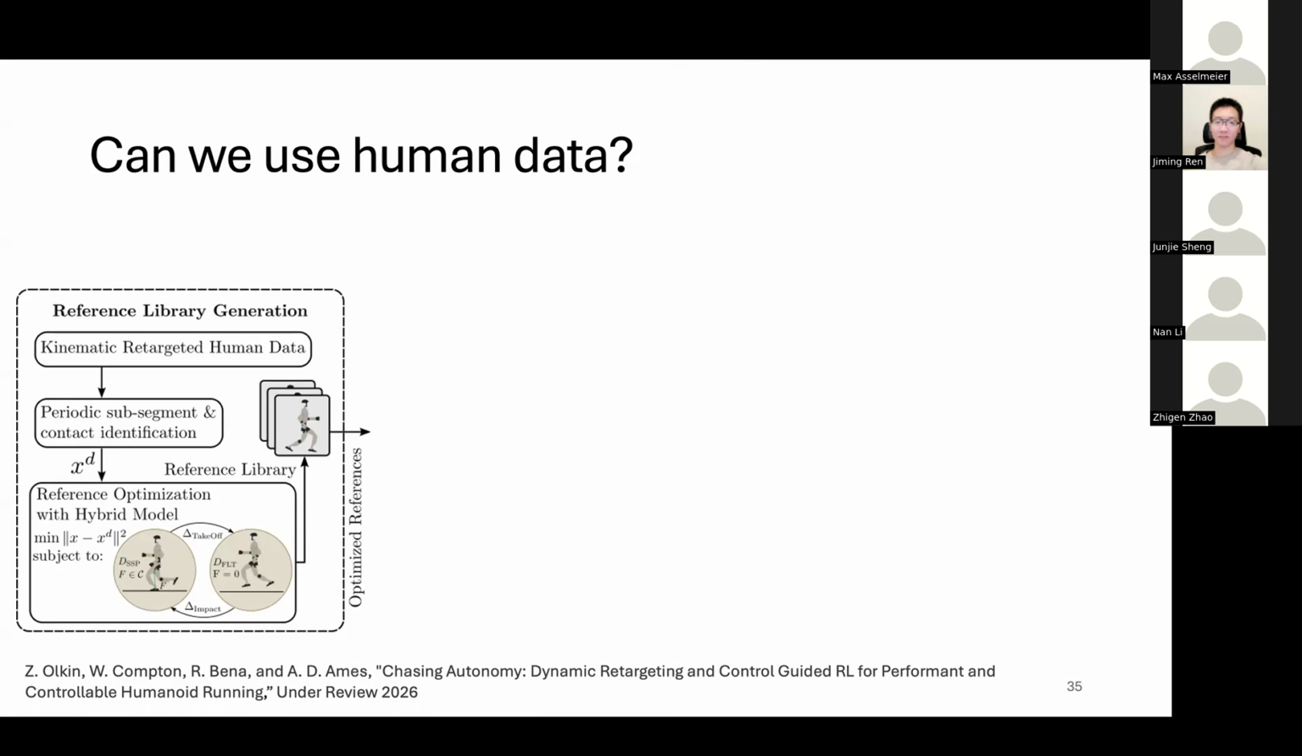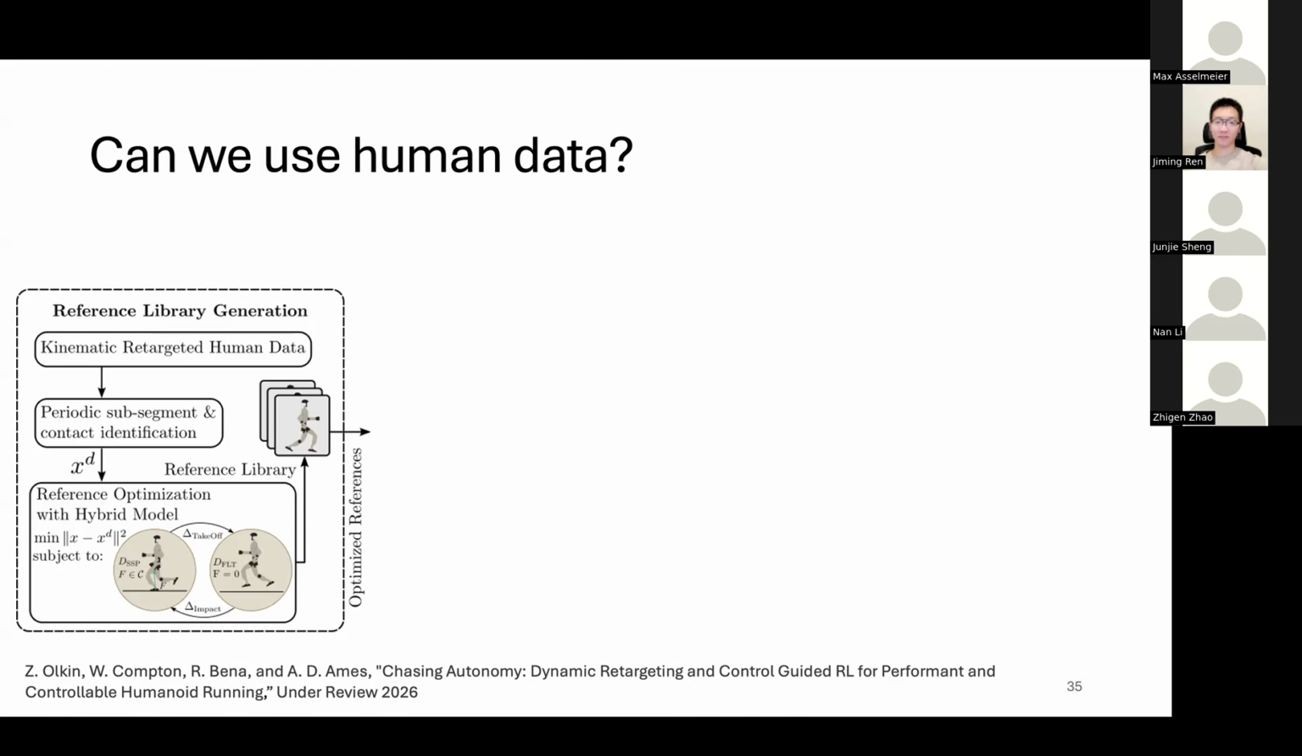So we start with our reference library generation. We started off with kinematically retargeted human data that came from the LAFAN dataset. We looked for a section in which the human was running fast. And then we can programmatically identify a periodic subsegment. So we identify the most periodic single stride. This is checking the initial condition versus the reflected final condition. And then we can identify if it's in or out of contact by thresholding whether the foot is above the ground at a certain height or not.